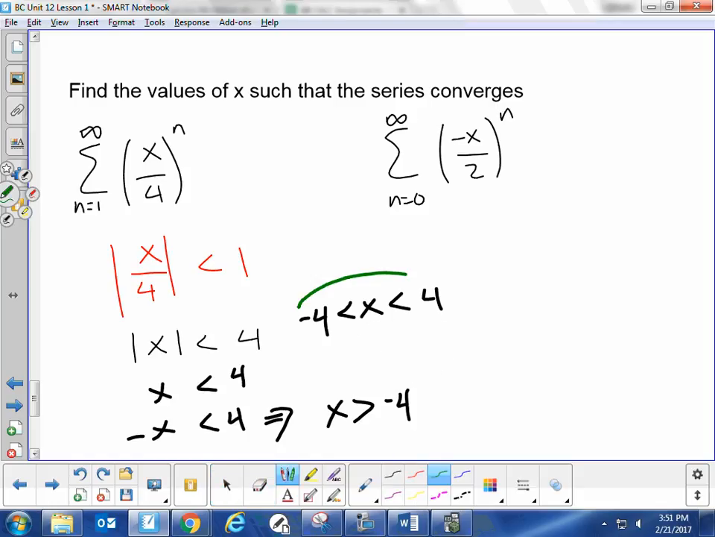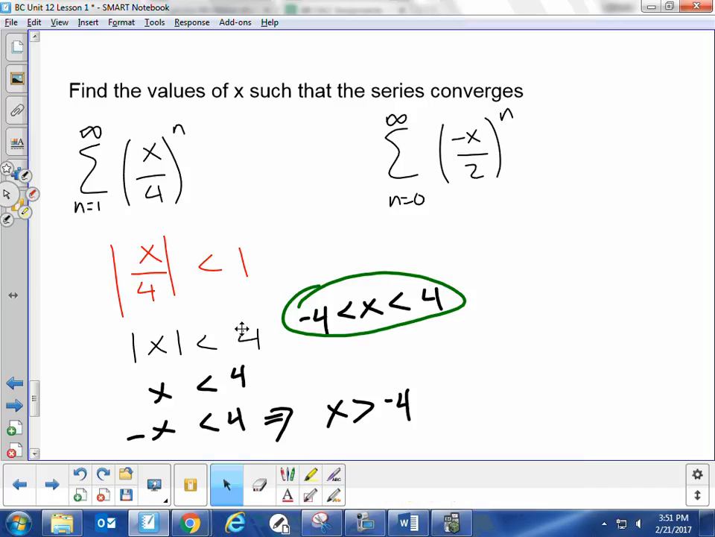So that's fine. Okay, I'm going to show you the rest of the examples for your video if you want to watch. Homework's out of your book. It's just manipulation, geometric series, nth term test for divergence.